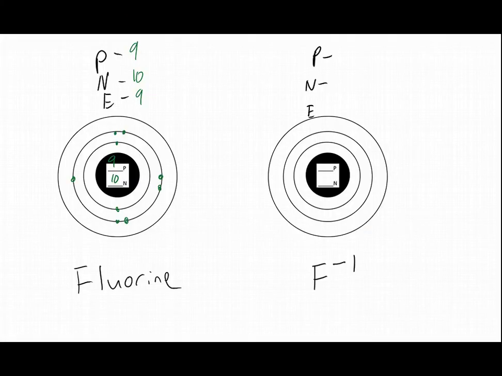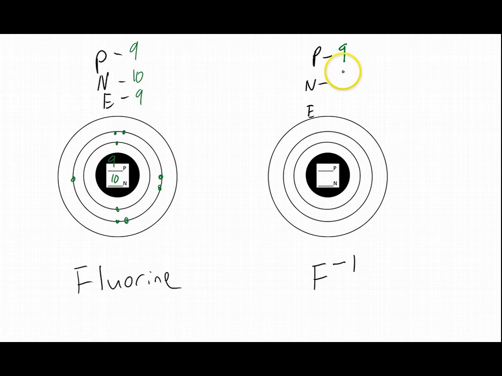All right, let's take a look at some fluorine Bohr models. The one on the left is just your normal fluorine atom, and the one on the right is a fluorine atom with a charge of -1. As you'll recall, every fluorine atom has to have 9 protons. If I change the number of protons, that means I have a different element.